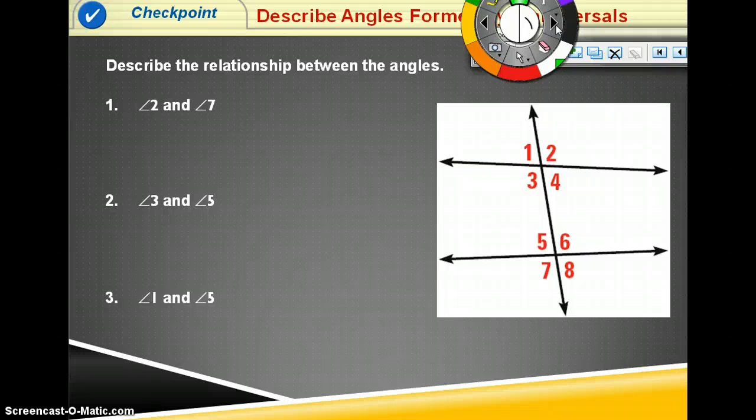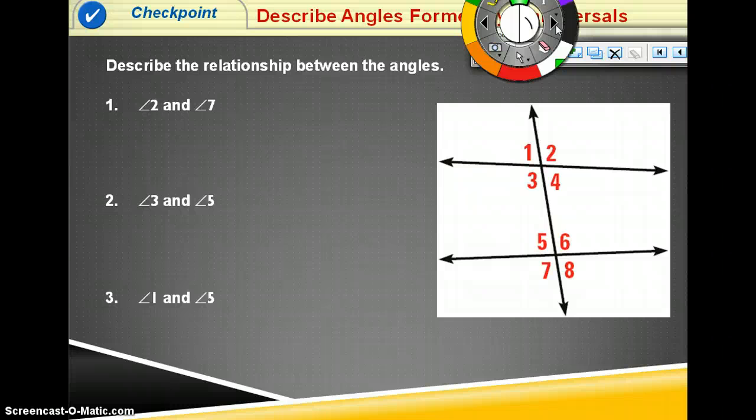All right, so this is a checkpoint. This is what you would do by yourself. Describe the relationship between the angles. So I would suggest you pause this right now and then try this on your own. Okay? All right, so let's see if you got it right. Describe the relationship between the angles.